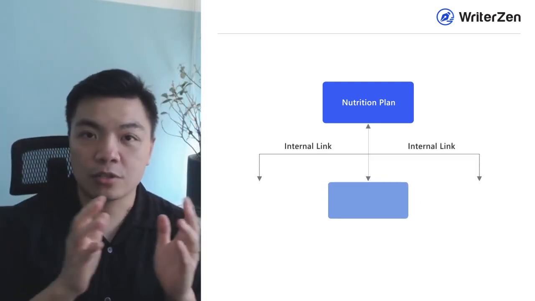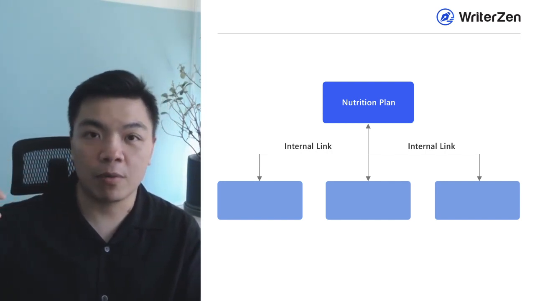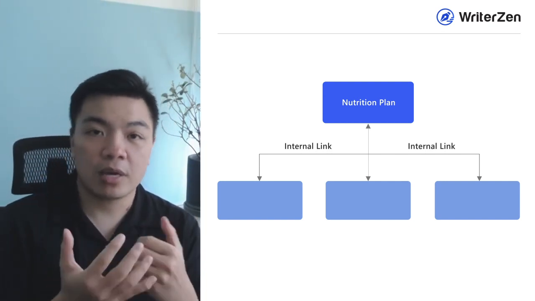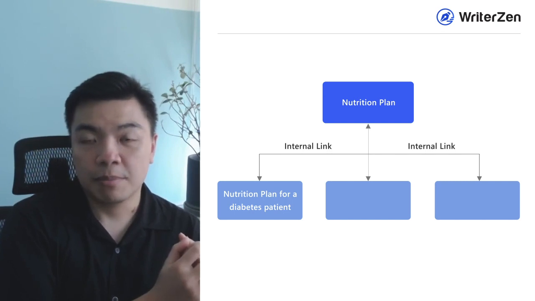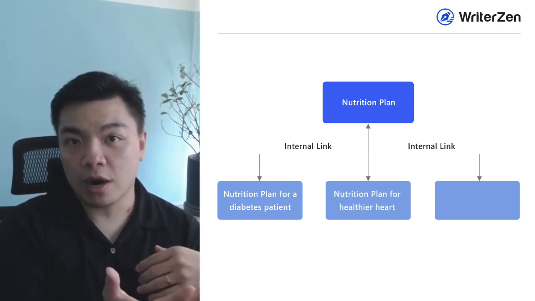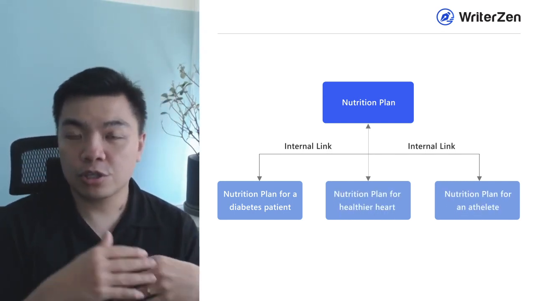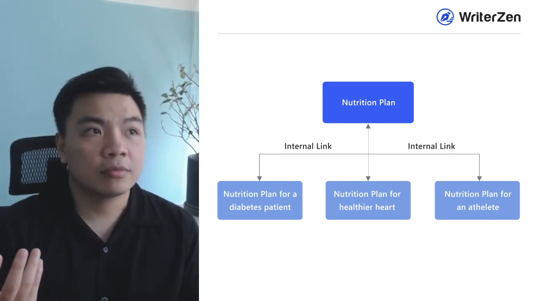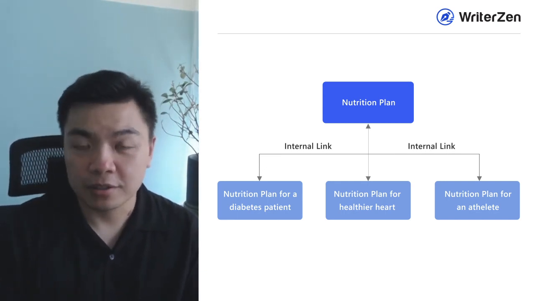Following that are all of the other subtopics that you may want to use to support that main one. For example, nutrition plan for diabetes patient, nutrition plan for healthier heart, nutrition plan for athlete, nutrition plan for endurance athlete or runner. So all of this kind of nutrition plan or diet plan, all the things or knowledge that relate to the main topic, you have to find out. And you also have to find out what your users are looking for so that you can build this subtopic and pillar pyramid as strong as possible.